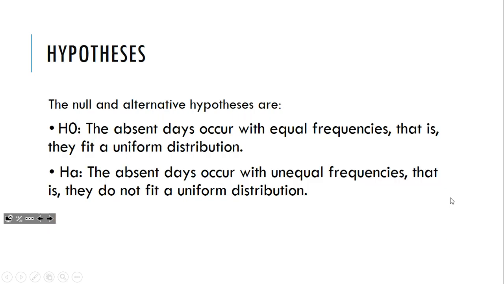So here we write our null and alternative. Null is the absent days occur with equal frequencies. They fit a uniform distribution. And the alternative would be the absent days occur with unequal frequencies. That is, they do not fit a uniform distribution.